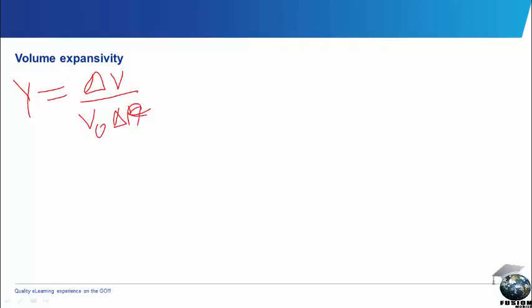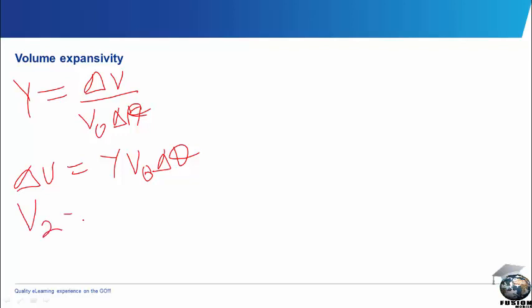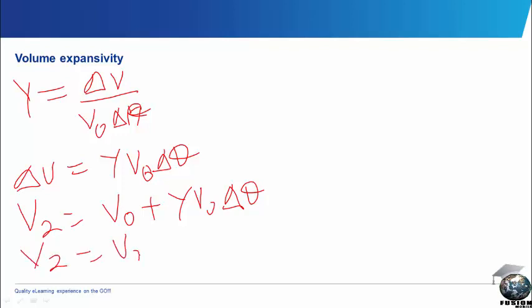Considering that, we can now move on to find our formula as we did before, such that delta V will be equal to gamma V naught delta temperature. From here, we can deduce that V2 is equal to V naught plus gamma V naught times change in temperature. Factorizing out V naught, we have V2 is equal to V naught bracket 1 plus gamma change in temperature.